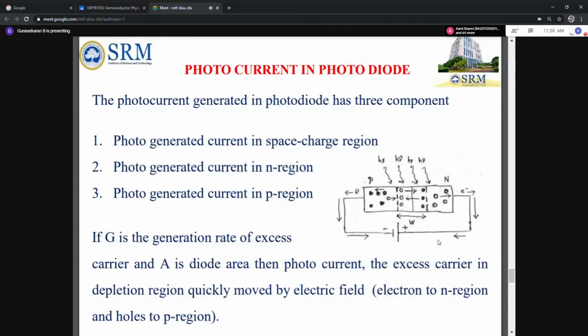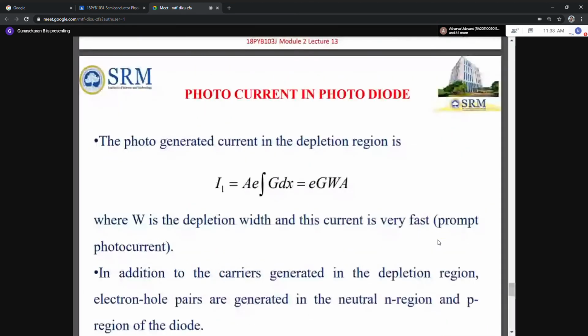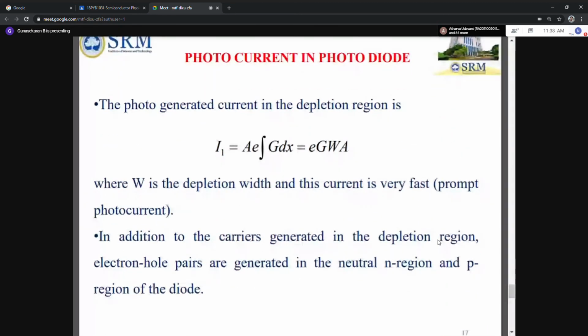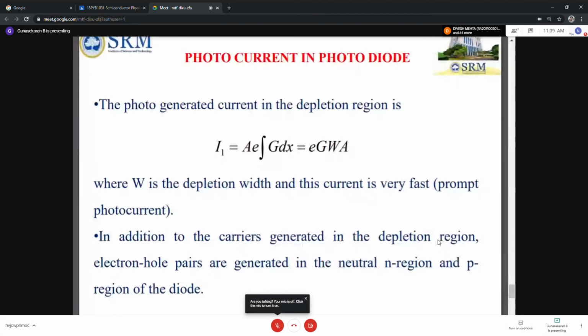And how do we calculate this G? The rate of generation gives the photo-generated current in the depletion region by the equation I equals A e integral of G dx, which equals A e G W, where W is the depletion width. This current is very fast, so you call it the prompt current or photocurrent.